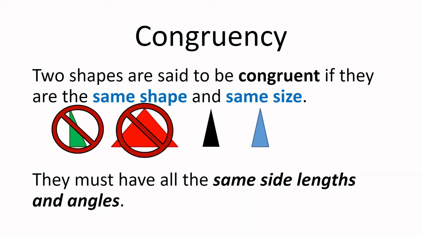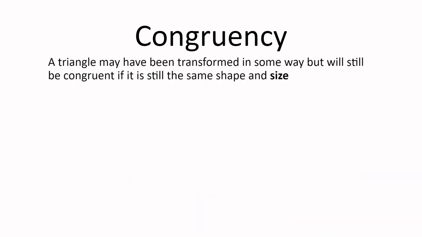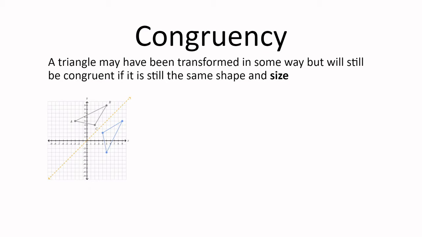Now, hopefully that was a pretty clear and simple introduction to what congruency means, but be careful because two shapes may be congruent, but not look exactly the same. We could transform shapes in some way so that they look a little bit different, but they still maintain their congruency as long as they're the same shape and size. If you're familiar with transformations, you will know that these two triangles here are congruent. One has been reflected across this diagonally sloping line, but it's still the same shape and size.